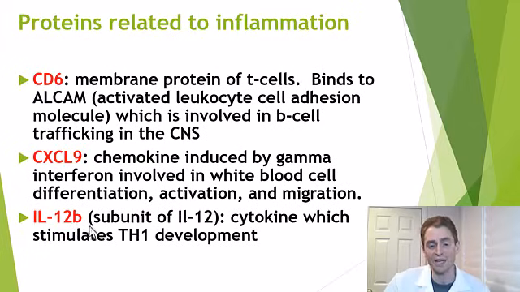Interleukin 12B, this is a subunit of interleukin 12, a cell signaling protein, a cytokine, which causes white blood cells, CD4 positive or helper T cells, to differentiate towards the T helper cell type 1 pathway, which is known to be associated with MS inflammation.